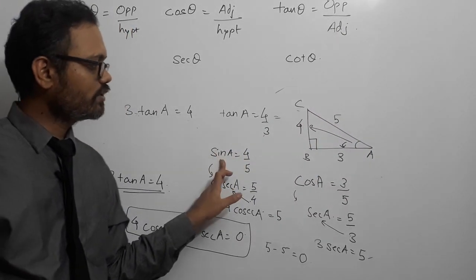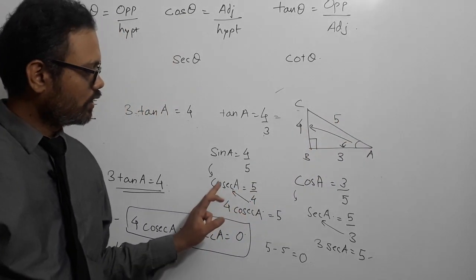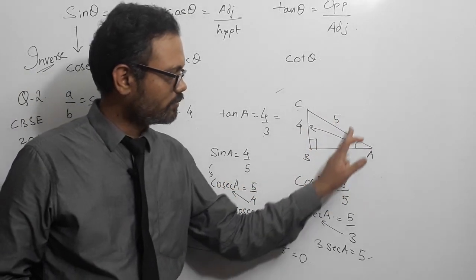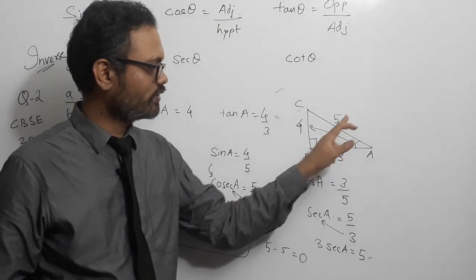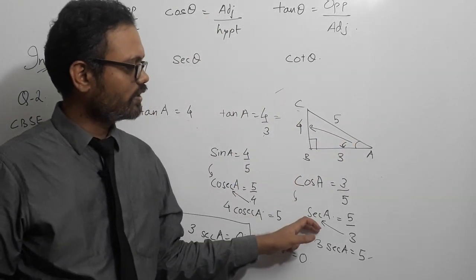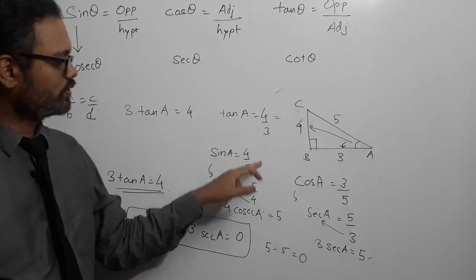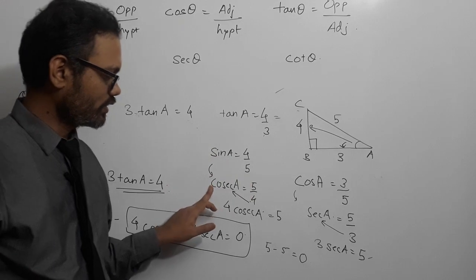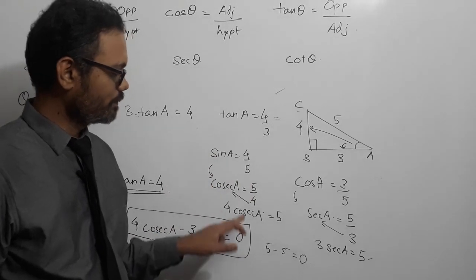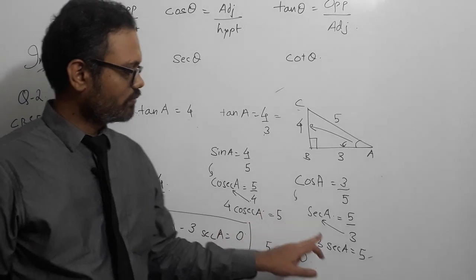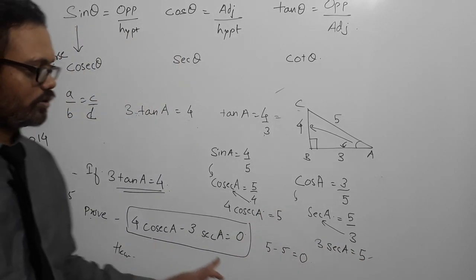Once tan A is 4 by 3 meaning opposite adjacent you have got, hypotenuse you will get. Similarly, sin A you will get opposite upon hypotenuse, which is 4 by 5. Cos A is adjacent upon hypotenuse, which is 3 by 5. Reciprocal of this is 5 by 3. What is the name of this? Sec A. Reciprocal of this is 5 by 4. What is the name of this? Cosec A. What they have asked, 4 cosec A minus 3 sec A is what? The 4 cosec A is 5 minus 3 sec A is 5. 5 minus 5 is 0. This is what they had to prove.